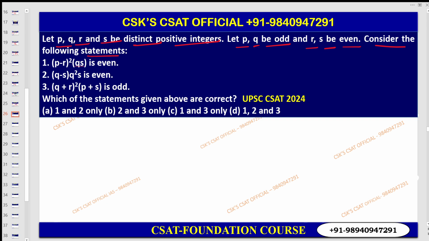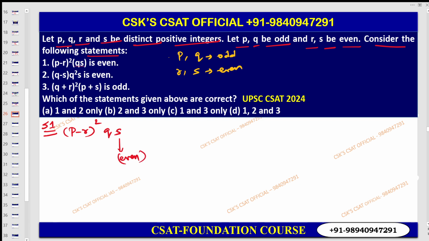Consider the following statements. Statement number 1. Before statement number 1, you first of all take the data. So data are very important. p, q are odd, r, s are even. So data plays a very vital role. Now (p − r)² · q · s. Here s is even, q is odd. You know that odd into even is again even.